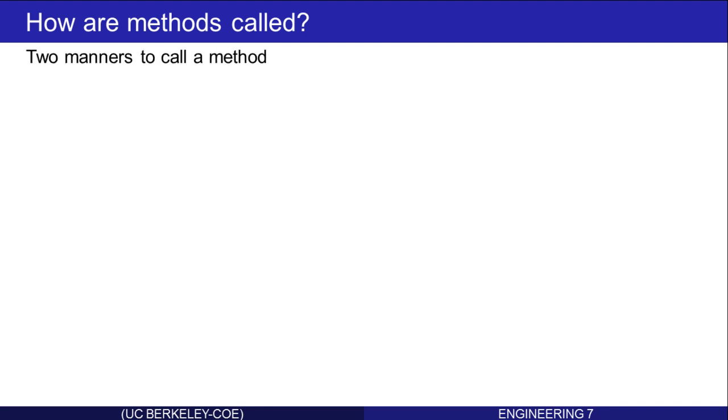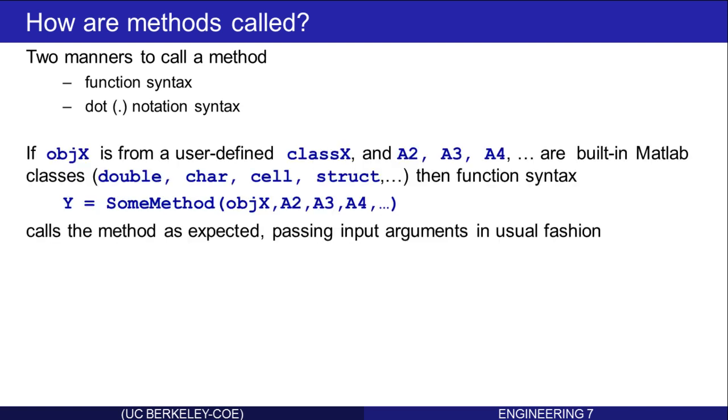There's two manners to call a method: function syntax, which we're very familiar with, as well as dot notation syntax, which we haven't talked about and we'll cover at the bottom of this slide. Let's talk about function syntax. If object X is from a user-defined class, let's say class X, and A2, A3, A4, and so on are some built-in Matlab classes, double, char, cell, struct, then this function syntax, y equals some method, open parentheses, and then the argument list, will call the method as expected, passing the input arguments in the usual fashion.